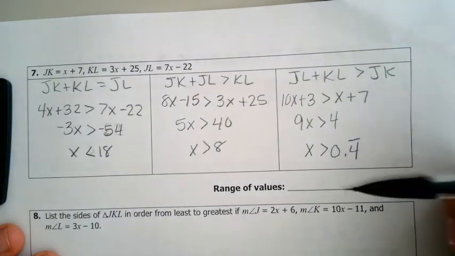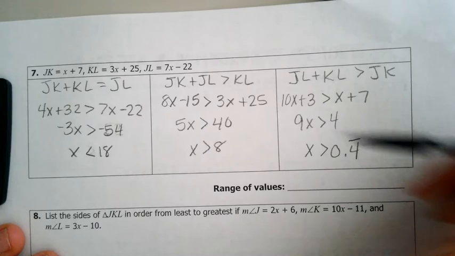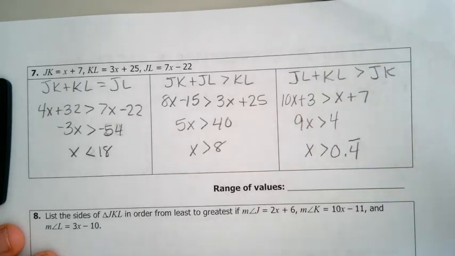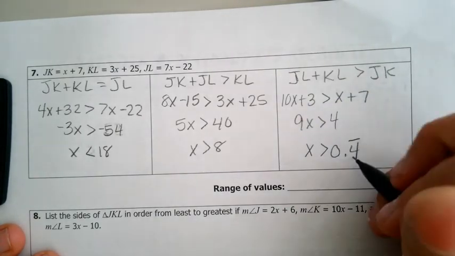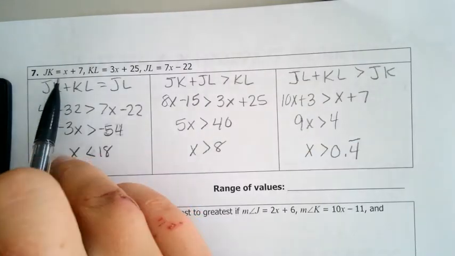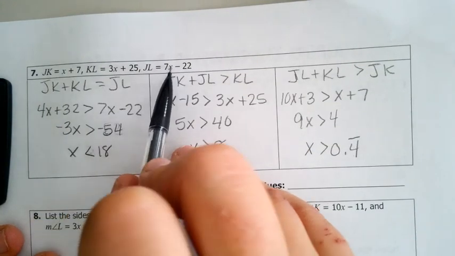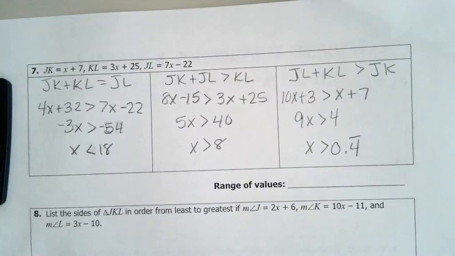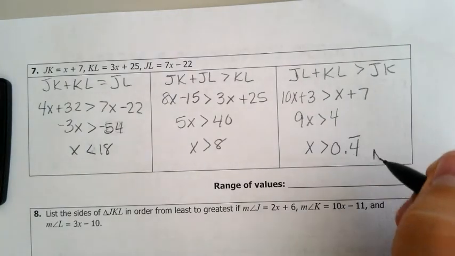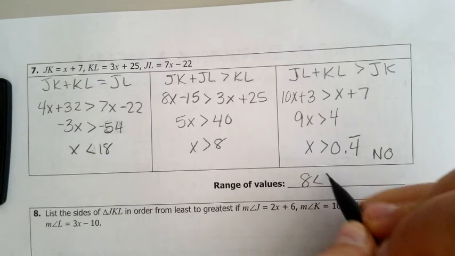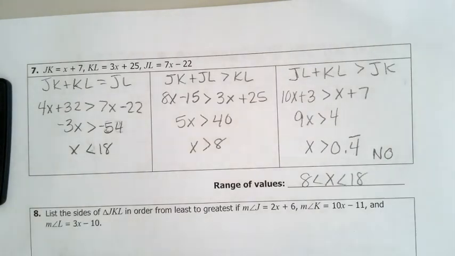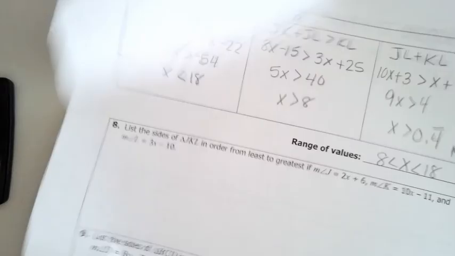So now we have to determine which x value is not going to fit into our inequality. So if we plug 0.4 in to this one, we get 7 times 0.4, which is 2.8 minus 22, which is going to give us a negative side length. So this is the no. So we have 8 is less than x, which is less than 18. Okay.